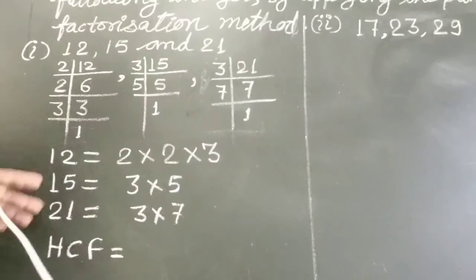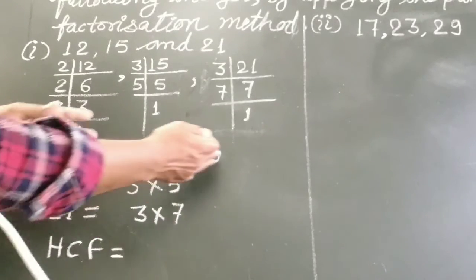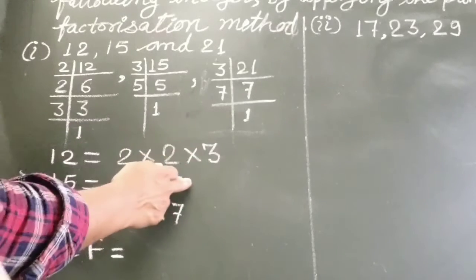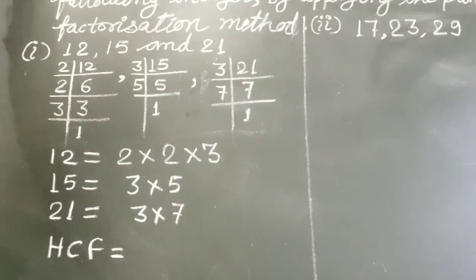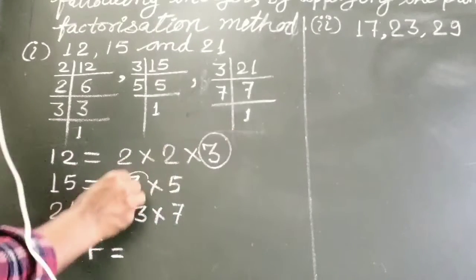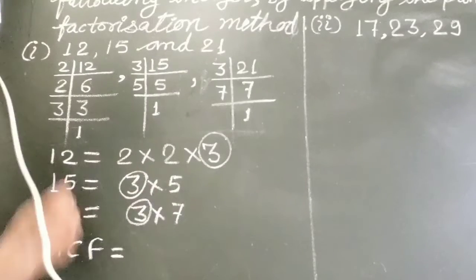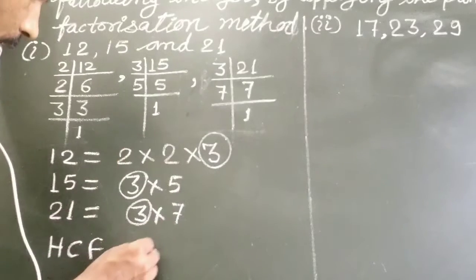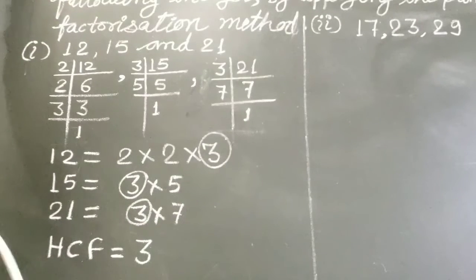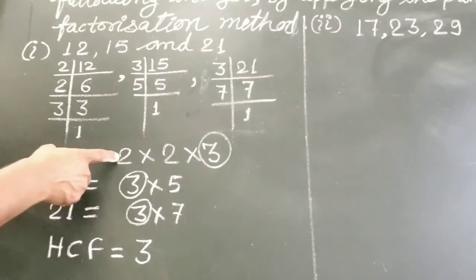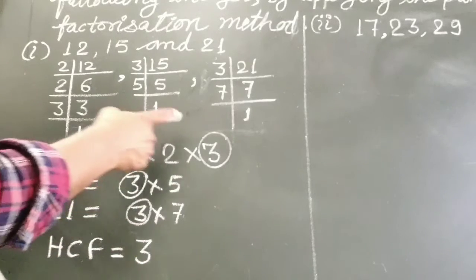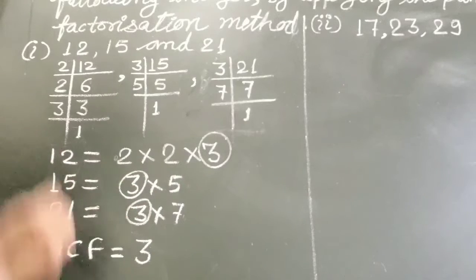the common factor from the 3 prime factorizations, इन तीनों में जो कॉमन है वो HCF होगा. Common is 3, 3 and 3. So 3 to the power 1. So HCF is 3. 2 is here but not here, not here. So HCF is only 3.